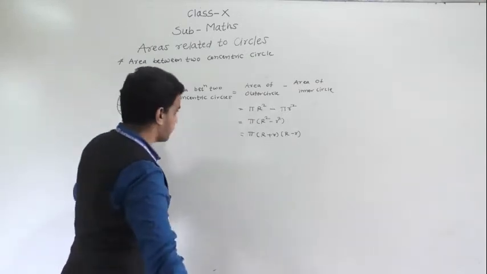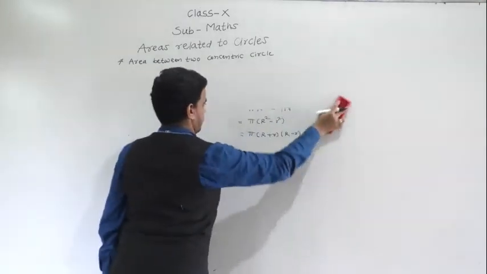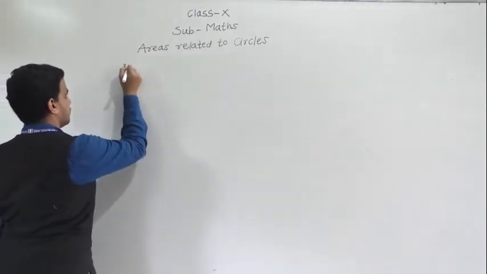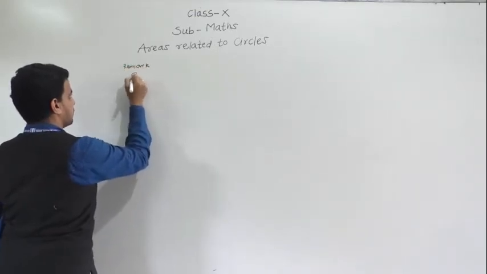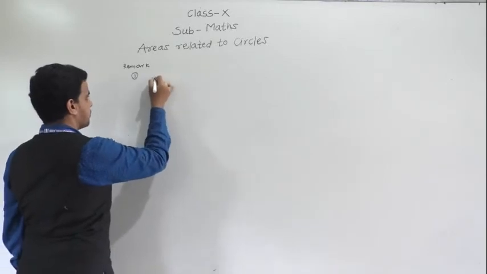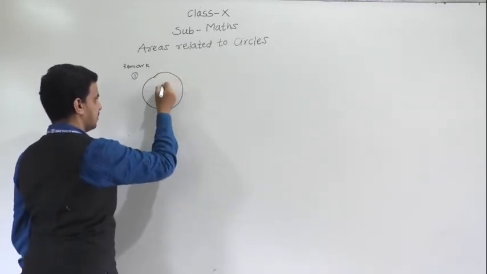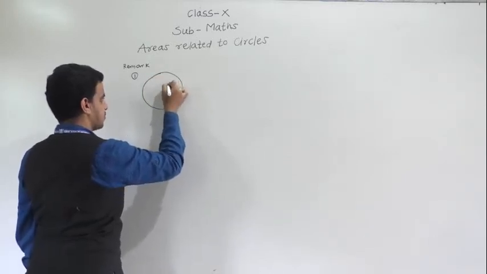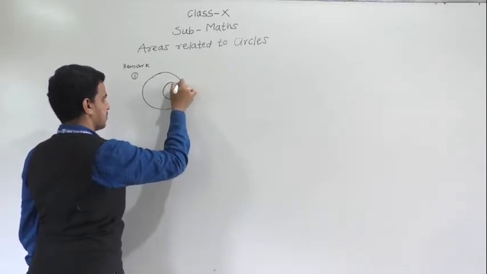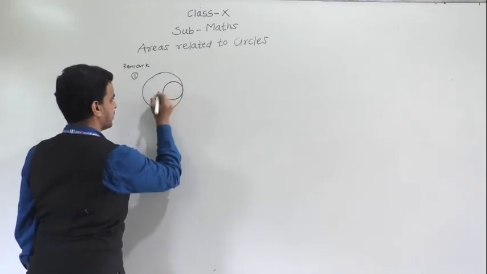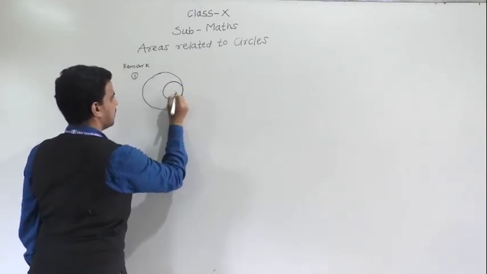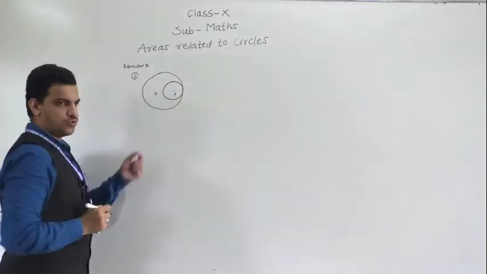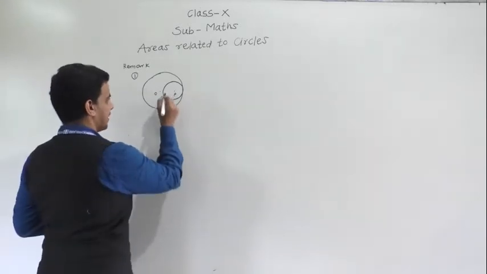Then the next point, we can take as a remark. The first remark I am explaining: if circles touch internally, meaning this is the outer circle and this is the inner circle, and these two circles touch internally. Suppose the center of this is O and the center of this is P. If we have to find the distance OP, how will we get this distance?